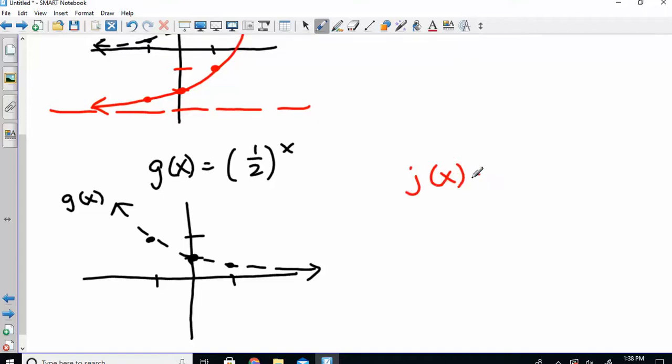And then the other one of those, we had j of x is 1/2 to the x plus 2. So what would the plus 2 do? Move it left 2. Left 2.